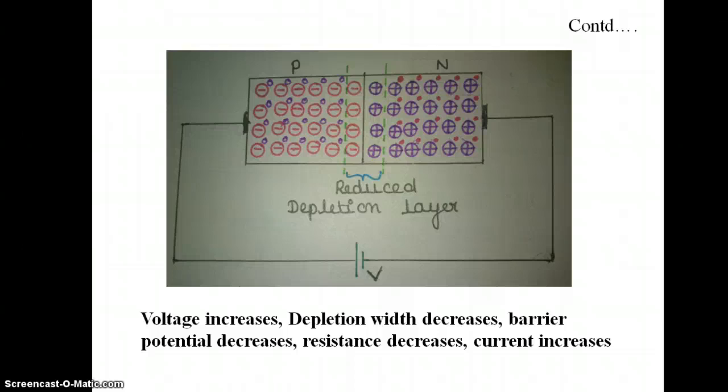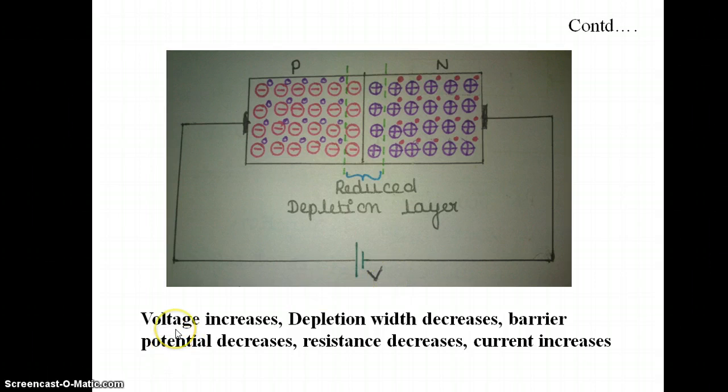So the potential barrier is reduced, and at some forward voltage, for germanium it is 0.3 volt and for silicon 0.7 volt, the junction offers low resistance to the current flow. So the current flows in the circuit due to the establishment of the low resistance path, and the magnitude of the current depends upon the applied forward voltage.